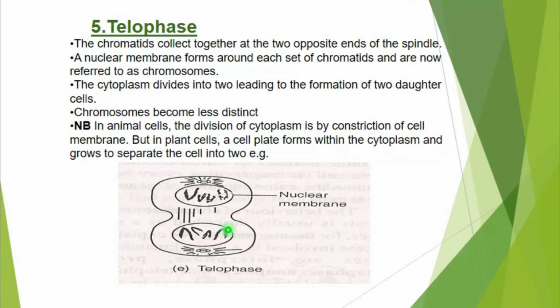So you see here now, this is a nuclear membrane. The cell here will divide. The chromosomes again, the chromatids again, they collect, and then they join at opposite poles. And then the cytoplasm divides. One goes to this end, another one goes to this end.